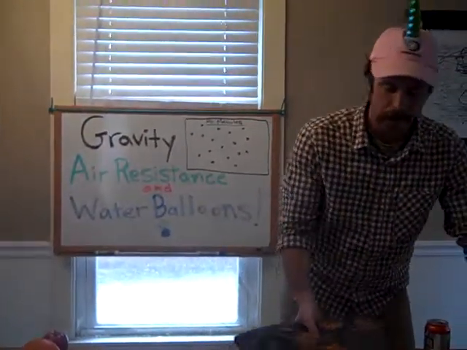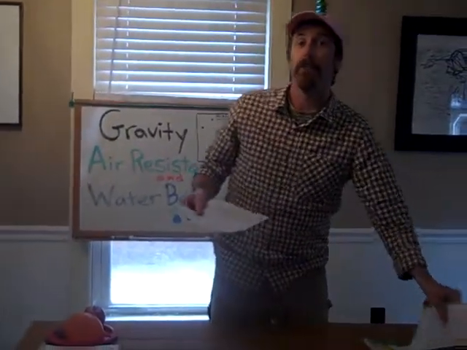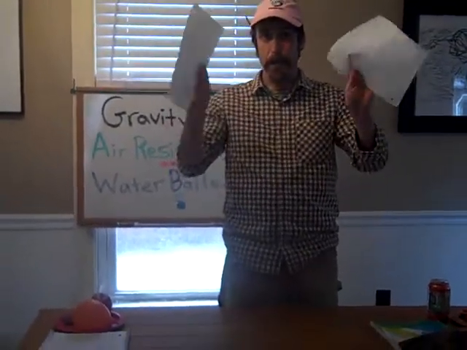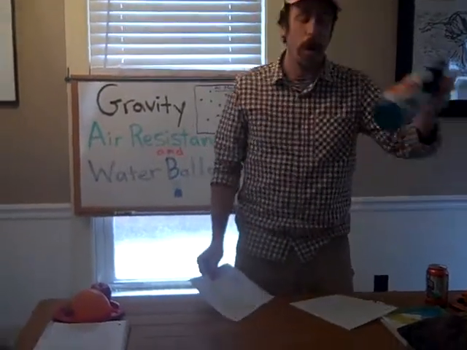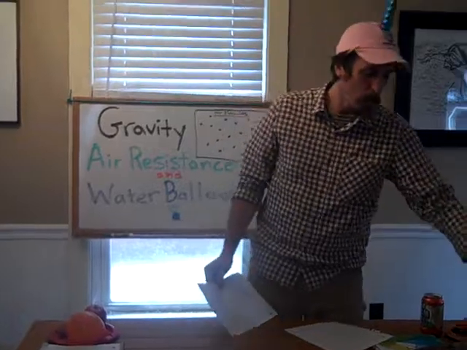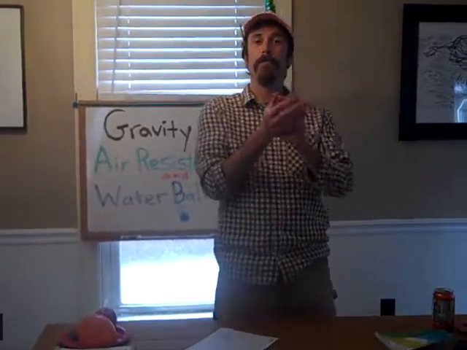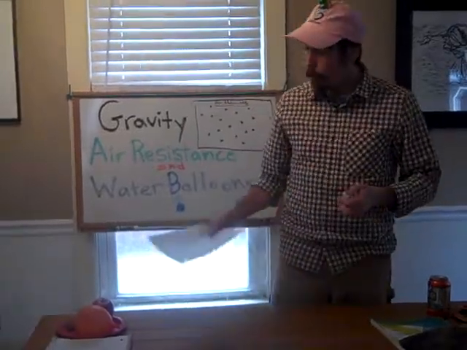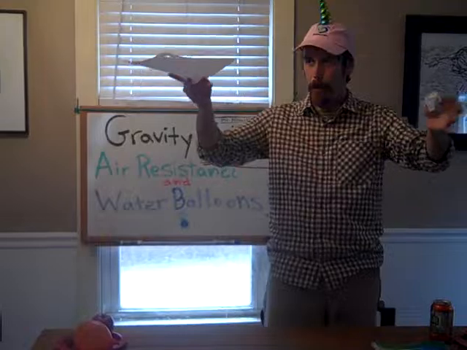Okay, now let's have some fun. Let's try two things that have the same mass, a piece of paper, but we're going to change the shape. Earlier we used two water bottles, same shape, right? We're going to change the shape. This one, we're going to crumple up. This one we're not going to crumple up. And again, you can try this at home if you want. All you need is two pieces of paper.